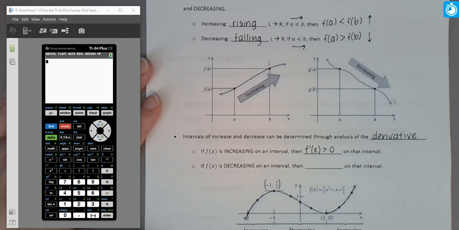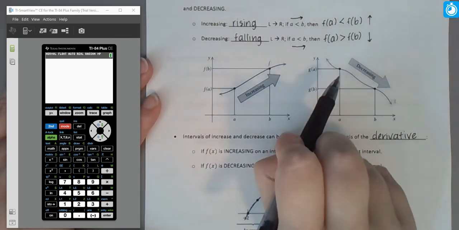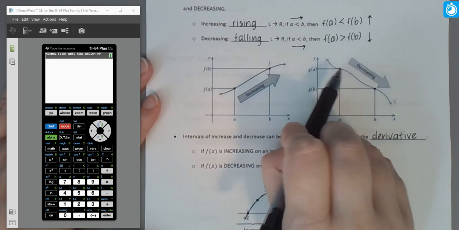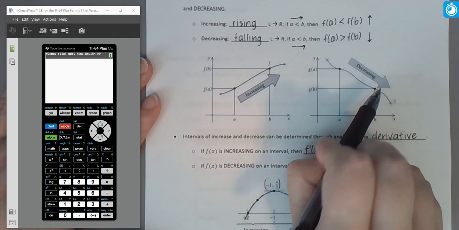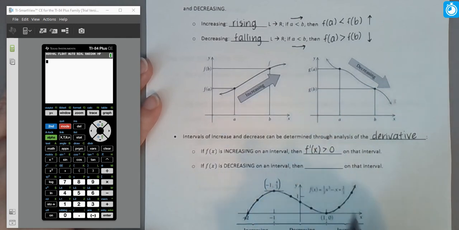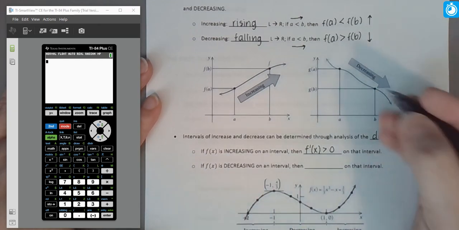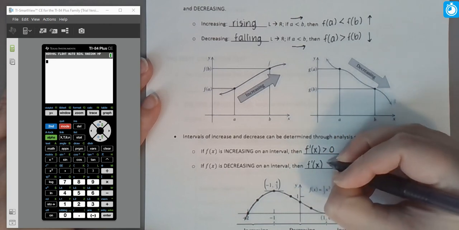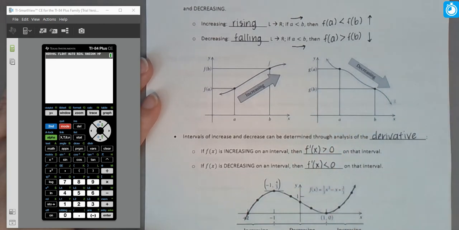Well, same kind of idea if our function is decreasing. Imagine taking the slope of the tangent line at both of those locations. Notice that both of those slopes would be negative. So our function is decreasing on an interval when our derivative is less than 0, when the slope of the tangent line is less than 0 on that interval.